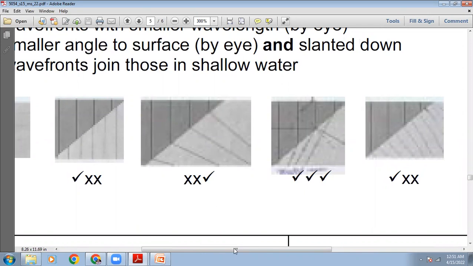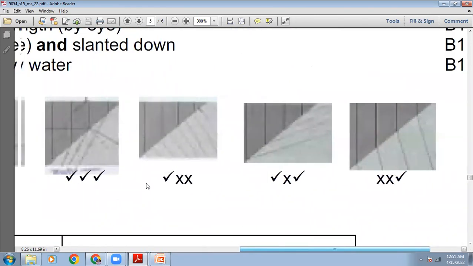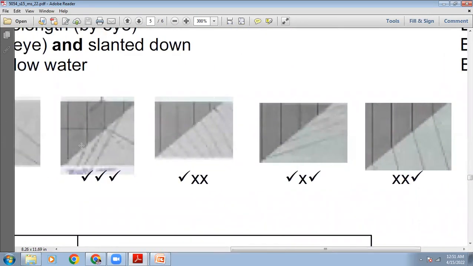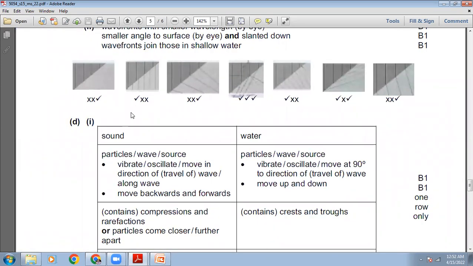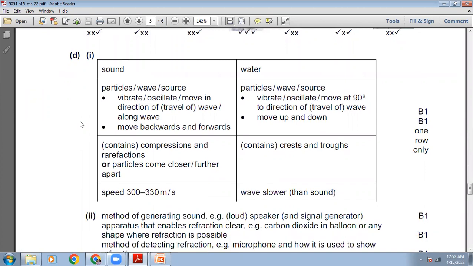These are wrong. These are the wrongs. This one is the right. This one is perfect. So our answer is also same. This one is right. Okay.